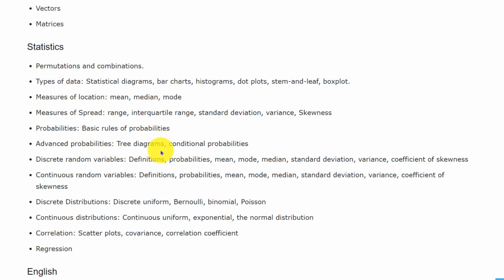Then probabilities: basic rules of probabilities, and advanced probabilities, which include tree diagrams and conditional probabilities. Discrete random variables include definitions, probabilities, mean, mode, median, standard deviation, variance, coefficient of skewness, and continuous random variables include the same. Then discrete distributions, continuous distributions, correlation, and regression.